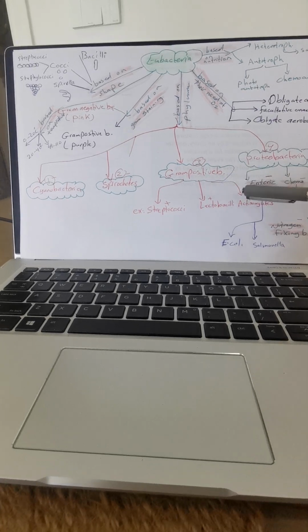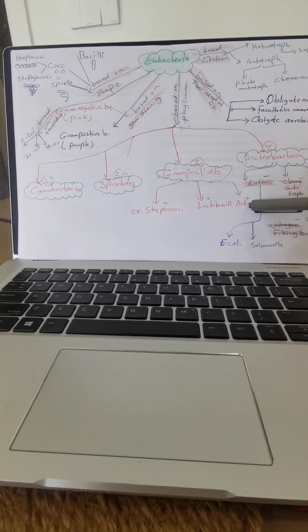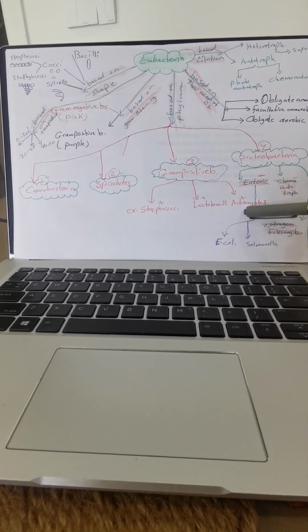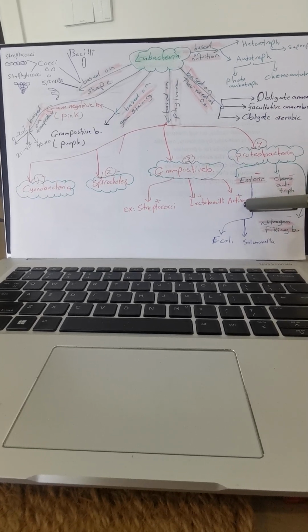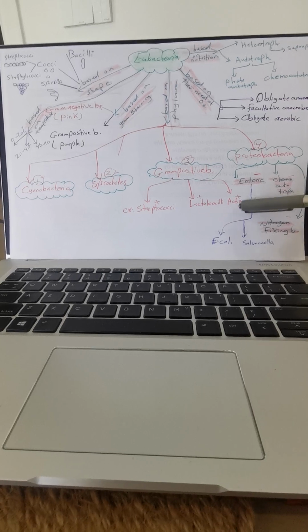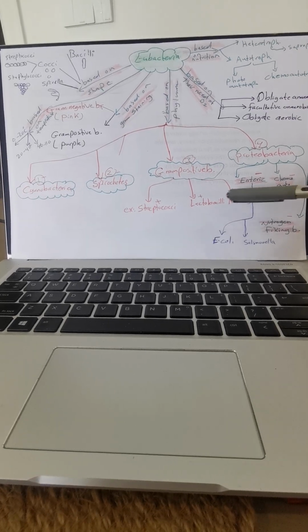decay. Also, we have another group of gram-positive bacteria, which is named actinomycetes. Actinomycetes are a type of gram-positive bacteria that are like branching filaments, and they live in soil. They are used to make antibiotics.